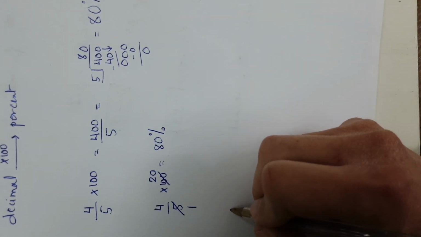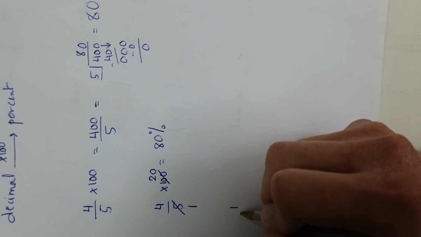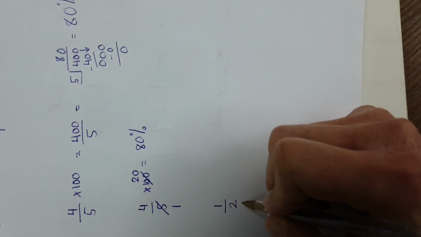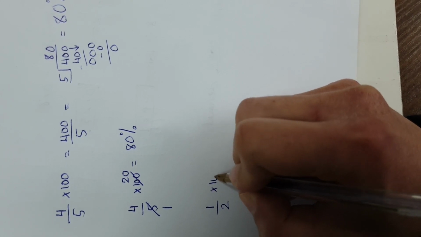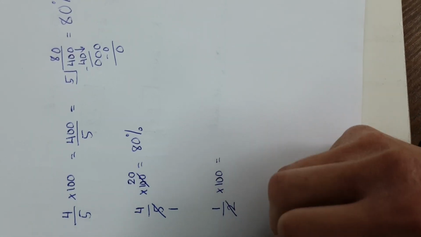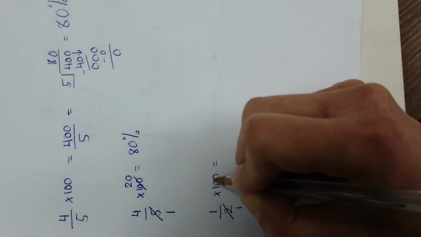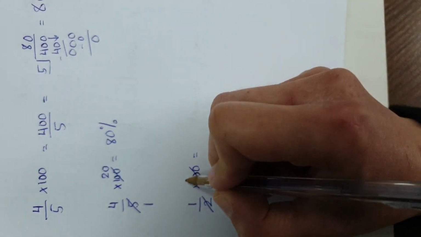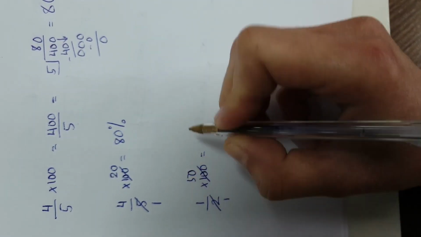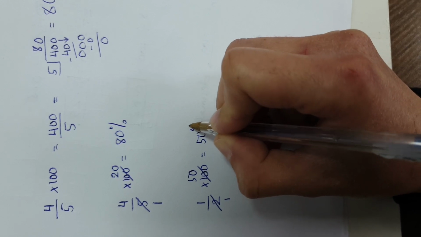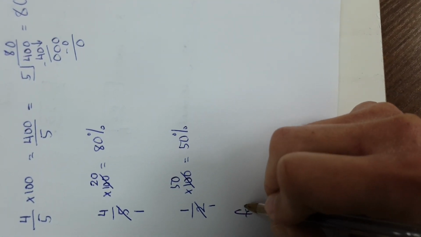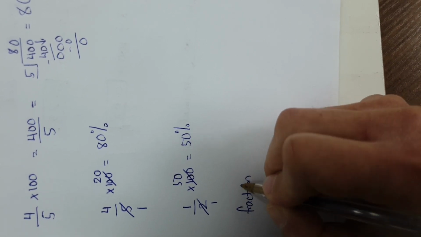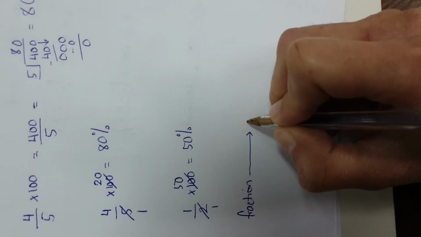If, for example, we have 1 out of 2, which is half, again, we want to change this into a percent. We multiply by 100. 2 divided by 2 is 1, and 100 divided by 2 is 50. So here we have 50%. So whenever we want to change any fraction into a percent, we multiply by 100.